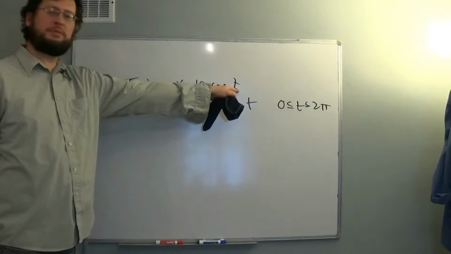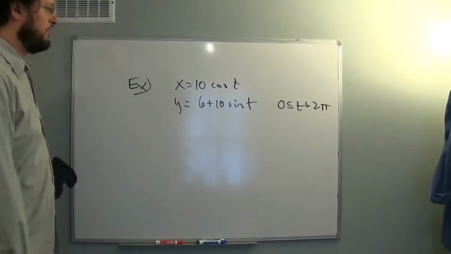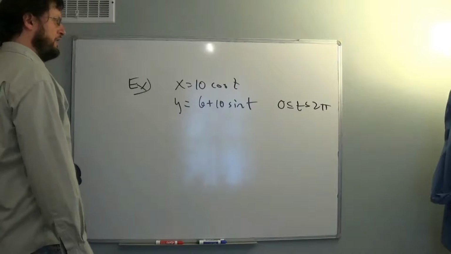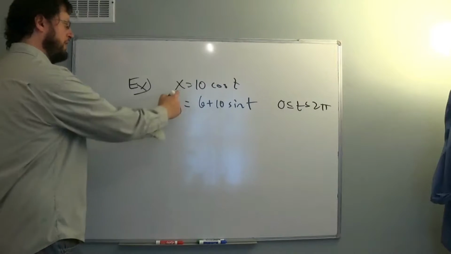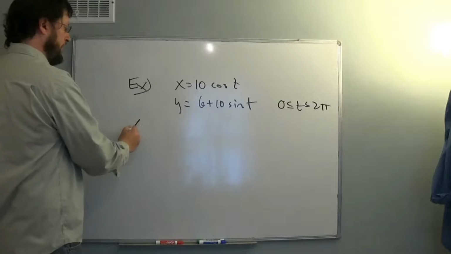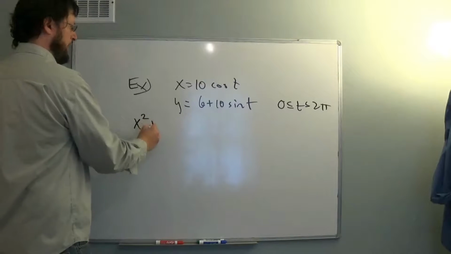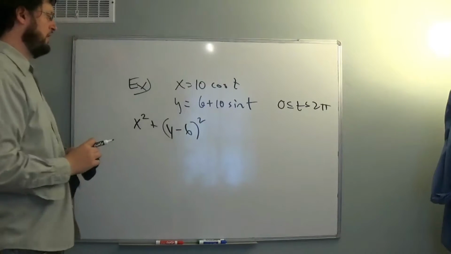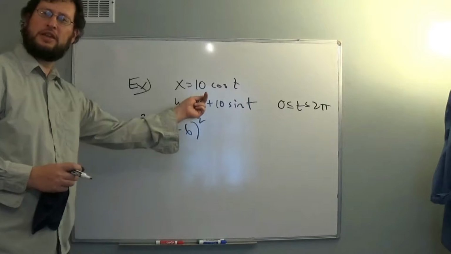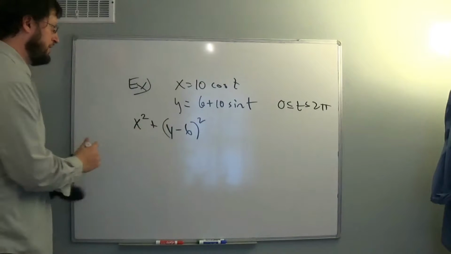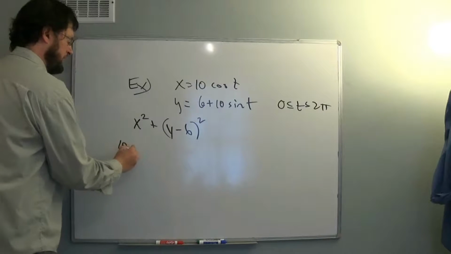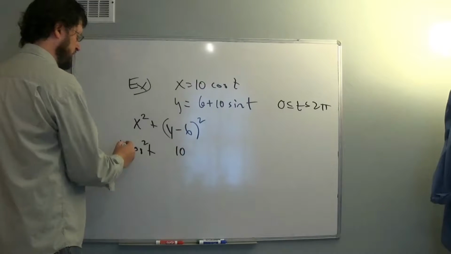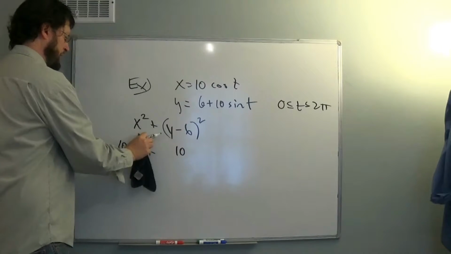I can't just solve for t because I end up getting a cosine inverse, which doesn't really work very well when I try to go back into sine of cosine inverse. What we're going to do instead is notice that if I took x squared, and then I took y minus 6 squared, because if I took y minus 6, that will cancel off this 6, and the 10 will be squared as well.